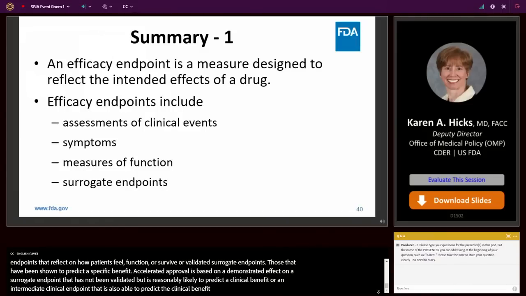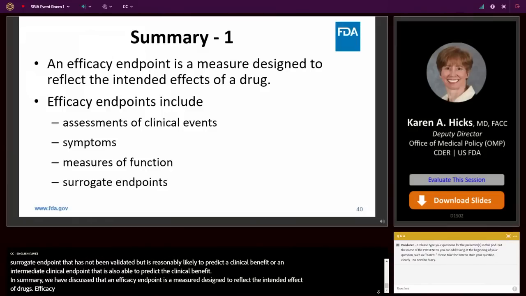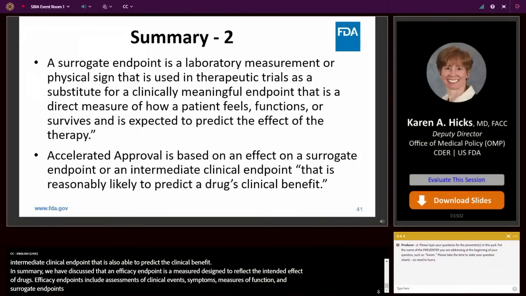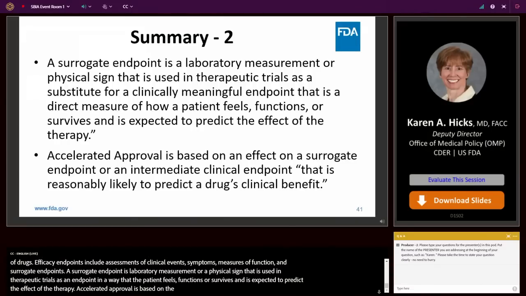In summary, we've discussed that an efficacy endpoint is a measure designed to reflect the intended effects of a drug. Efficacy endpoints include assessments of clinical events, symptoms, measures of function, and surrogate endpoints. A surrogate endpoint is a laboratory measurement or physical sign that is used in therapeutic trials as a substitute for a clinically meaningful endpoint that is a direct measure of how a patient feels, functions, or survives, and is expected to predict the effect of the therapy. Accelerated approval is based on an effect on a surrogate endpoint or an intermediate clinical endpoint that is reasonably likely to predict a drug's clinical benefit.